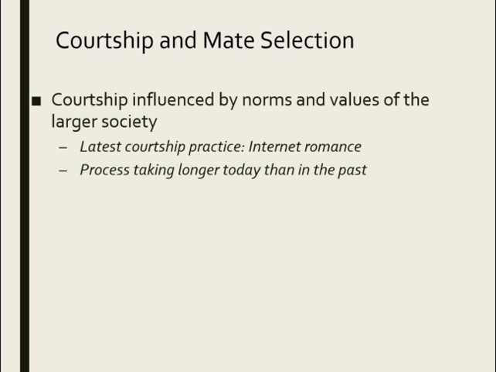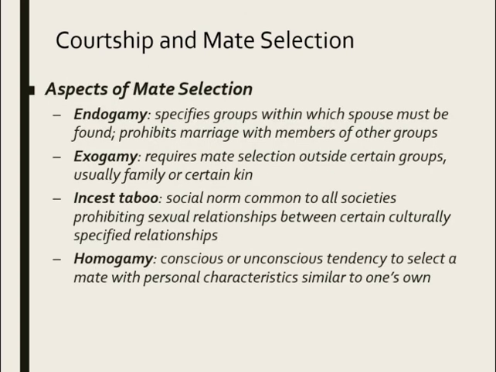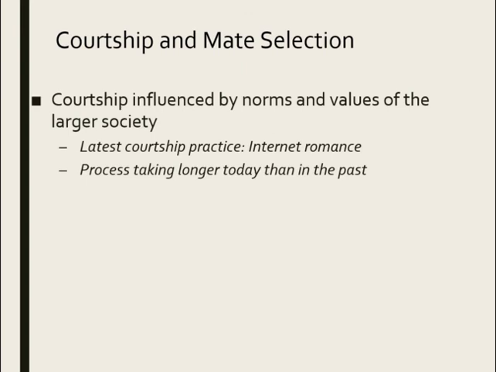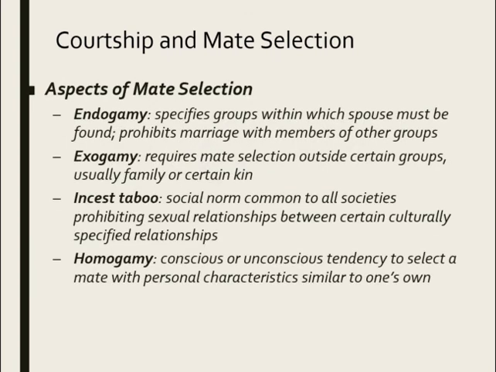It is taking much longer now than it did in the past, just because people are less likely to get married, as we saw even within the family unit. There's cohabitating partners who are not married. So marriage is not happening as soon or as often. So these are different types of mate selection.